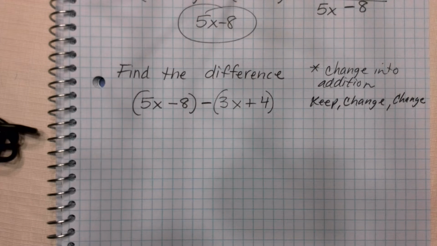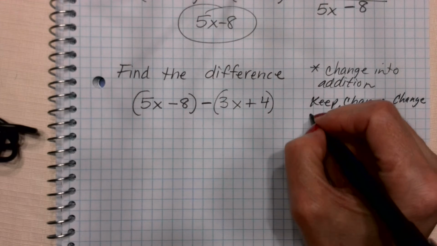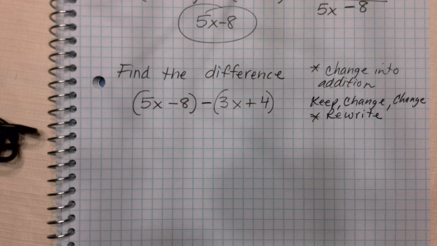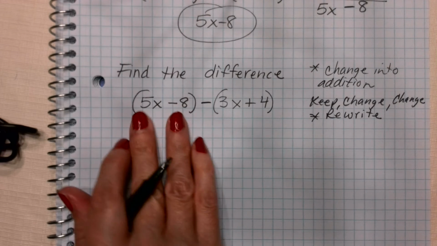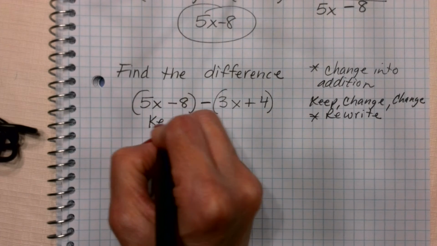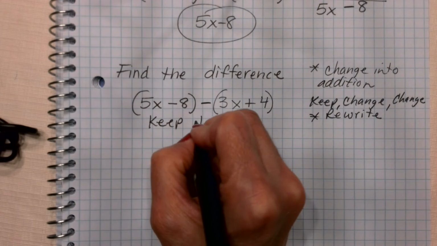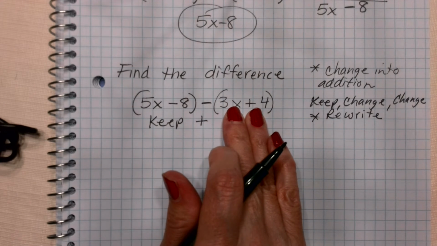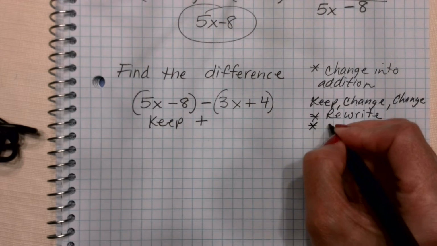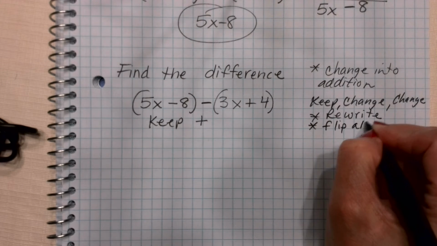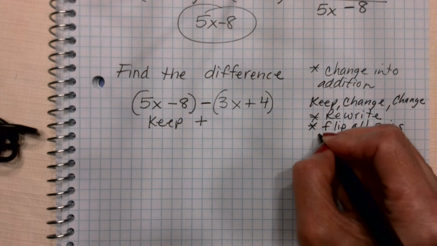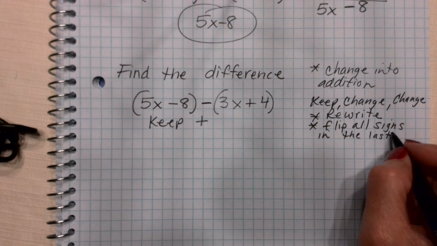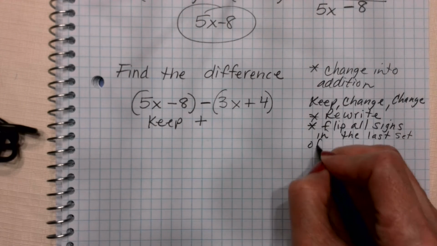So same thing, we're going to rewrite the expression. So we're going to rewrite, we're going to change it. The value stays the same, it's just an easier way to write it. So the first stays the same, so we're going to keep this the same. We're going to change this to a positive, and when we change this to a positive, we change everything in this parentheses to a negative. So we have to flip or change all signs in the last set of parentheses.